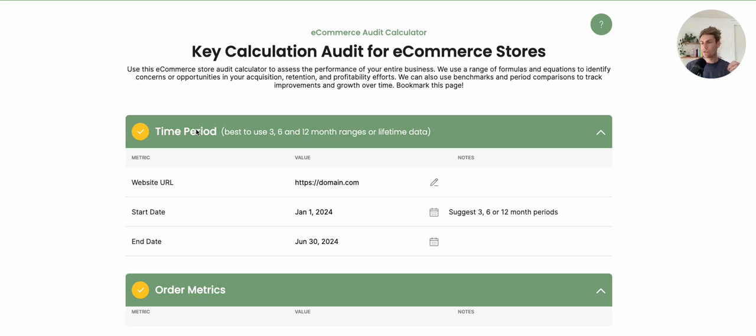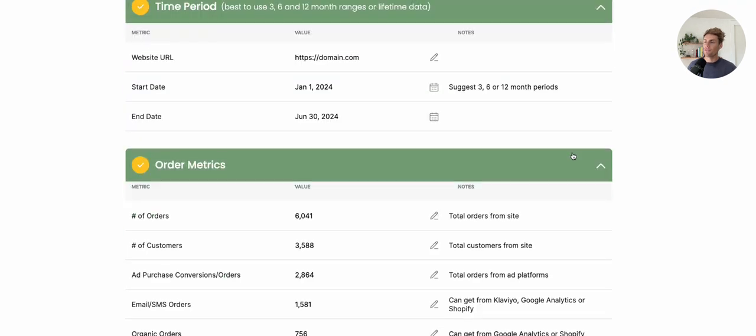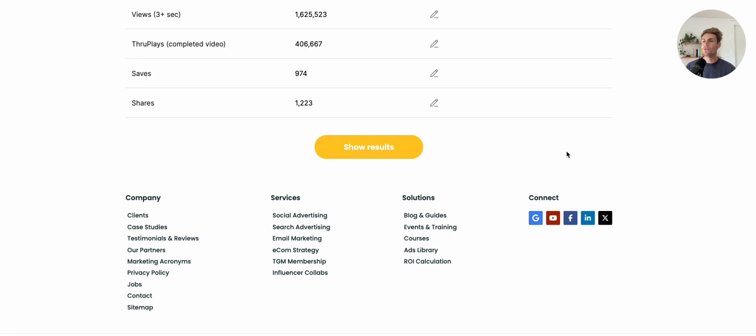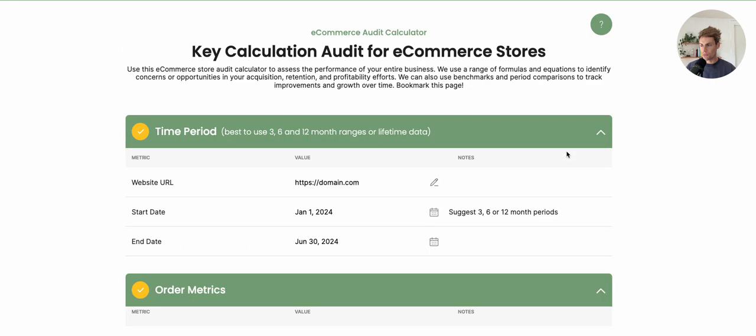Ideally you want to do this every 3, 6 or 12 months. The goal here is to get some benchmarks and then compare your periods. For example, we do this a lot on a quarterly basis. Every quarter we'll do it and then we'll see how we compare quarter over quarter to see if we're making improvements in the areas that we're identifying need improving. What is essentially going to happen is you're going to fill out all of this information and it's going to spit out a huge page of results for you.